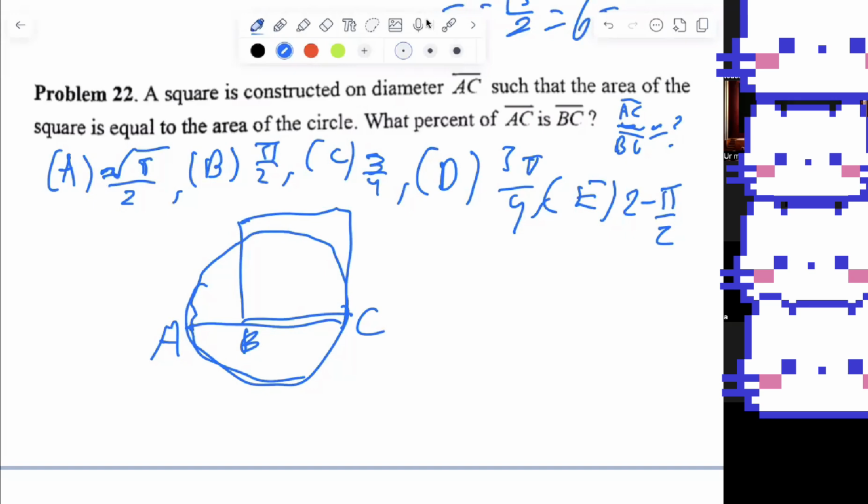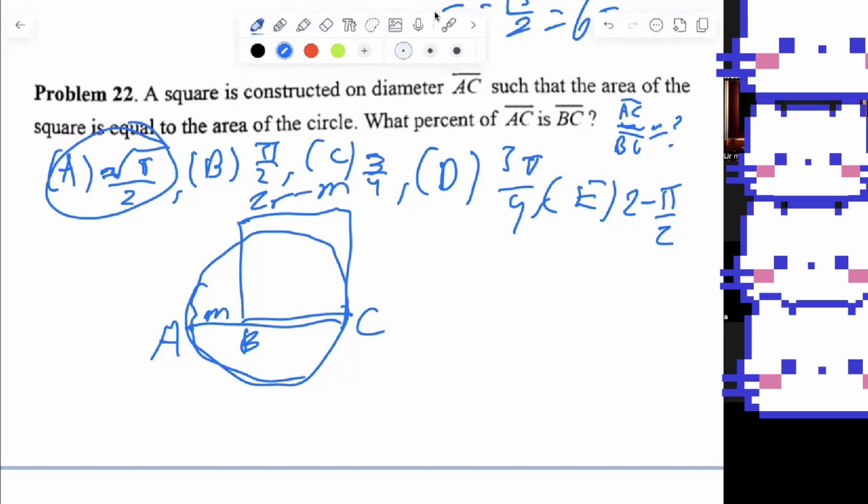So basically, the answer was square root of pi divided by 2, or A. Okay, so why is that? Why is it A? First of all, we're going to let AB be M. So this is 2R minus M, because AC is 2R.